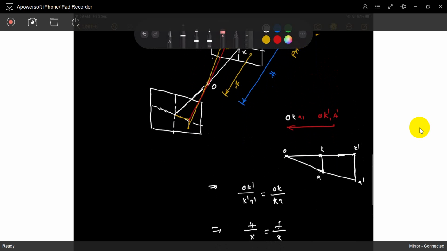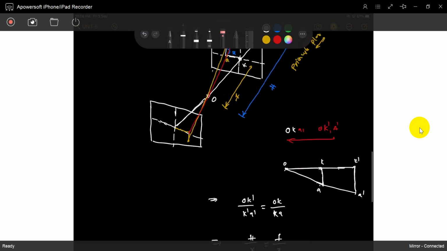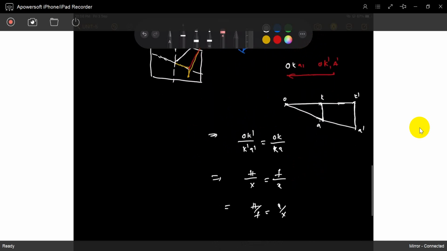So capital H divided by K dash A dash, this is a capital X, F by small x, F by H. Okay, so that's it. Now, small x by capital X is equal to F by H. Got the idea? So small x by capital X is equal to F by H. That means this is the scale.